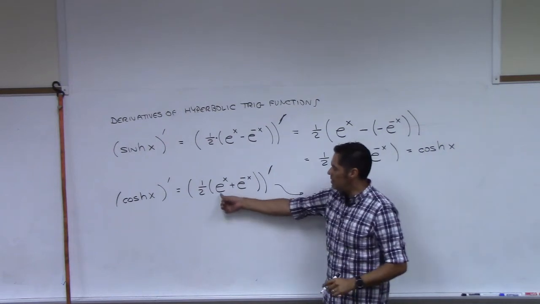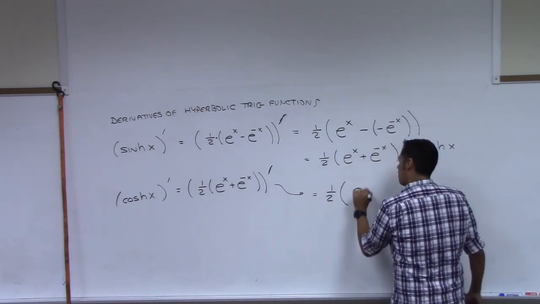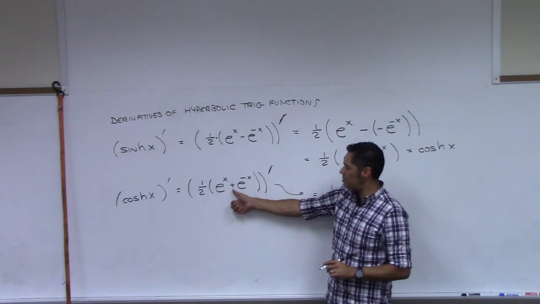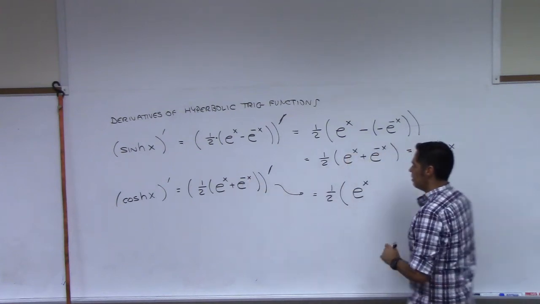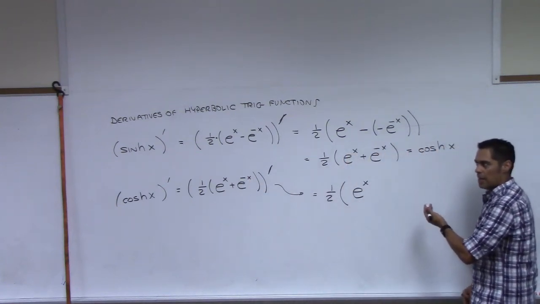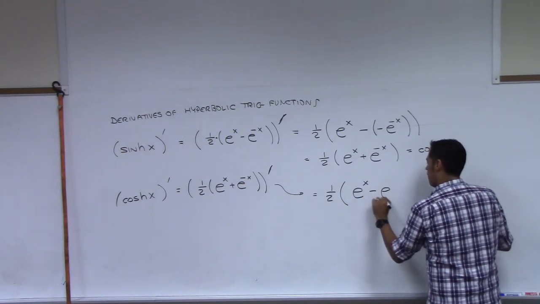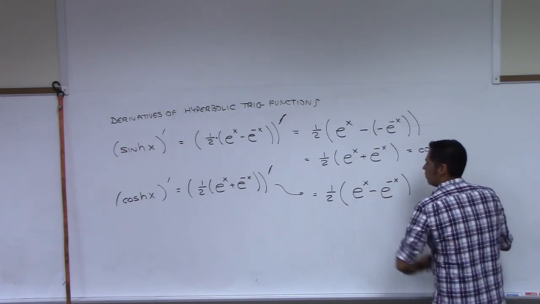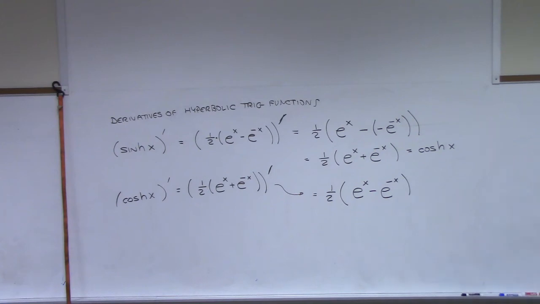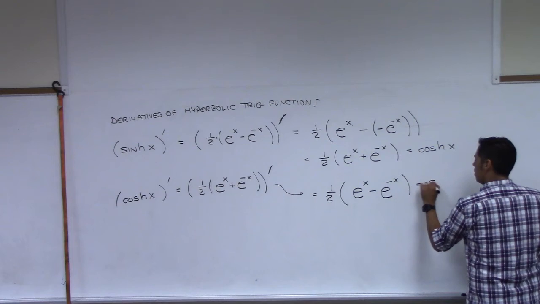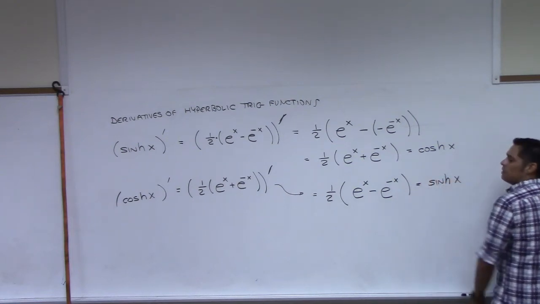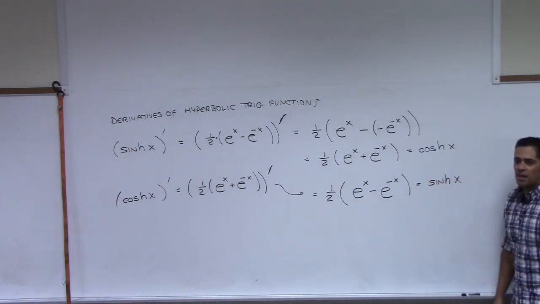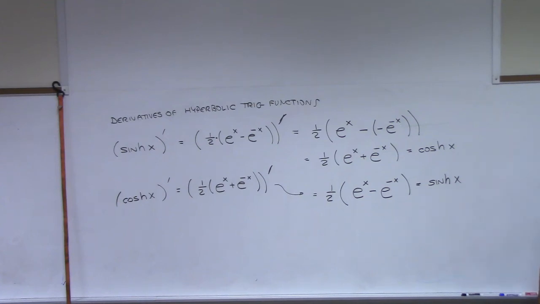What's the derivative of e to the x? Itself. Then I have plus the derivative of e to the negative x, which we just said was negative e to the negative x. So I'm just going to make that a minus now. What is that? That is exactly sine hyperbolic x. Crap. It's not negative sine hyperbolic x. It's sine hyperbolic x. Oh well, we just have to remember that.